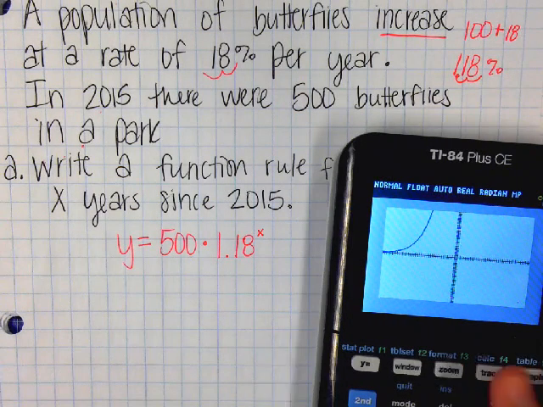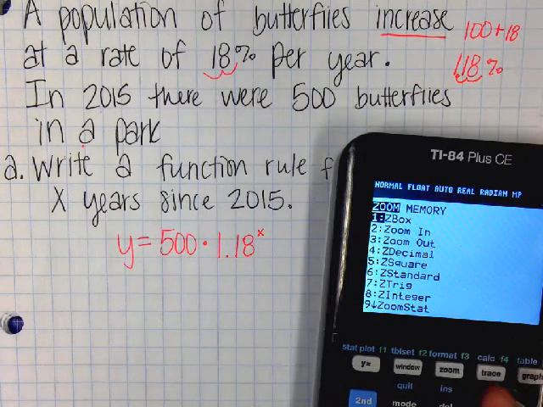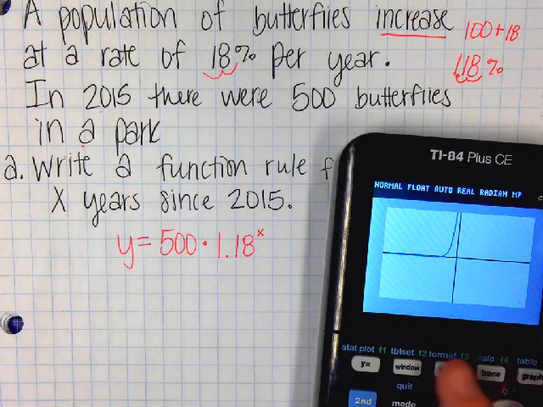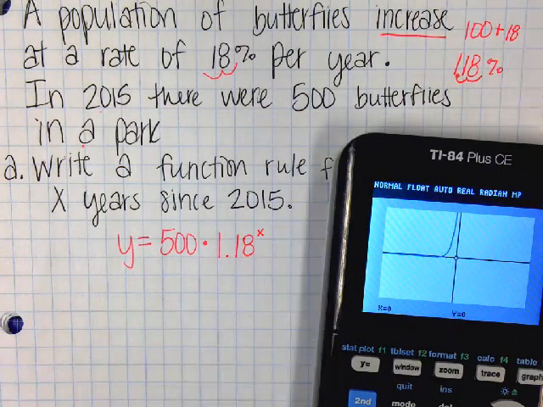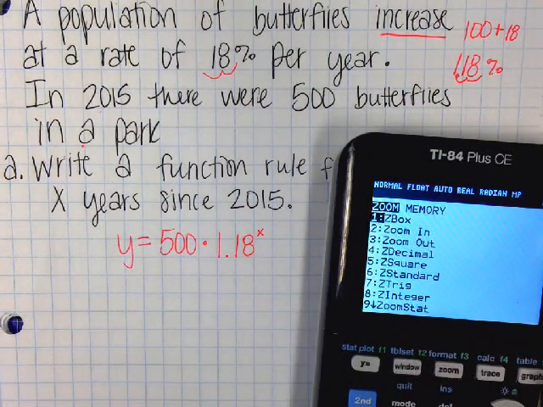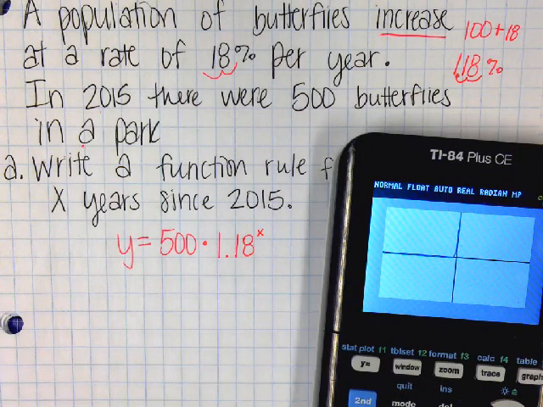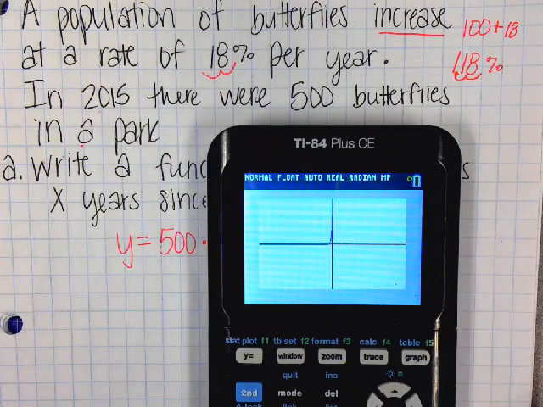Let me zoom out. Come on, finish. Zoom out. So notice you can see that it's growing. I still can't see the initial because the initial is 500, so I have to be zoomed way, way out to see that. I bet I'll see it this time. Yeah.